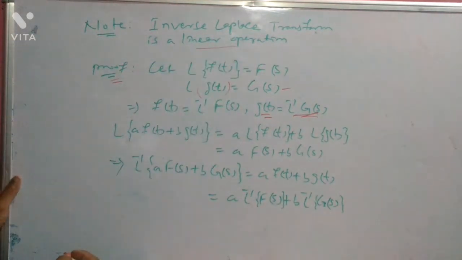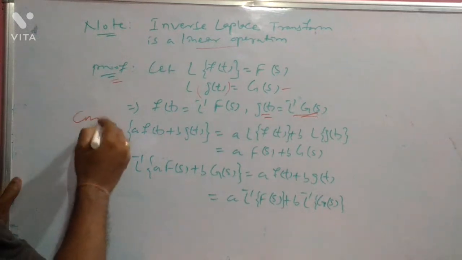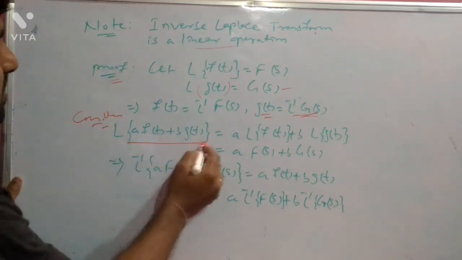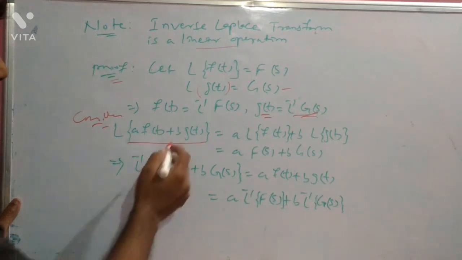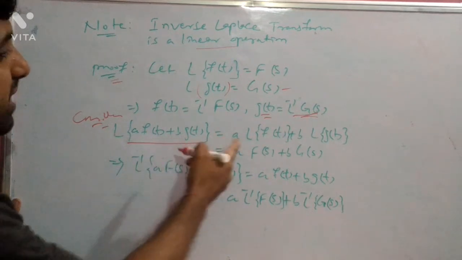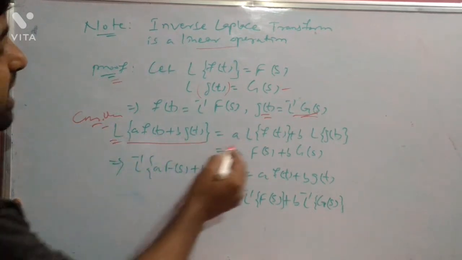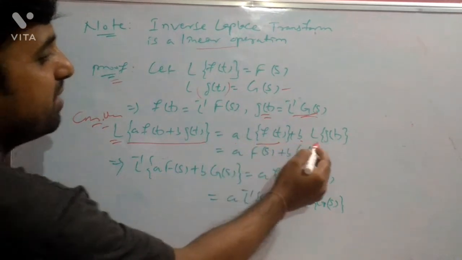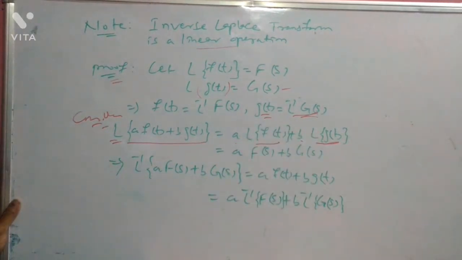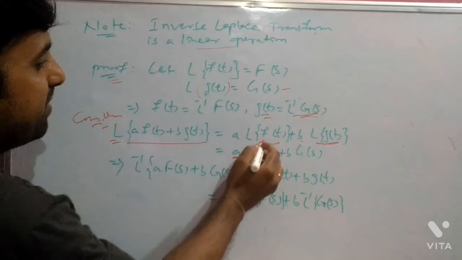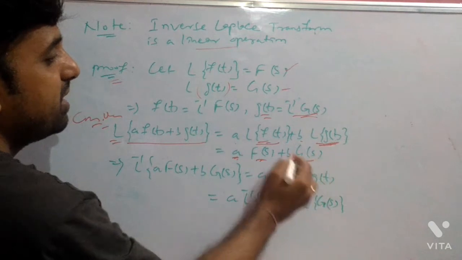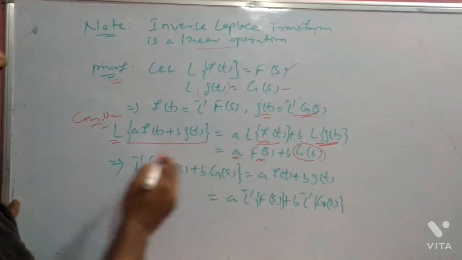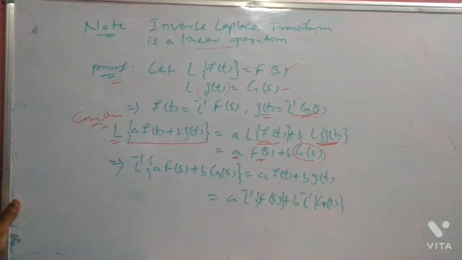Now we have to check whether it is a linear operation. So consider Laplace of a f t plus b g t, Laplace of a f of t plus b into g of t. According to the linearity principle of the Laplace transform, we can write a into Laplace of f of t plus b into Laplace of g of t, because it is a linear operation. Since Laplace of f of t equals F of s and Laplace of g of t equals G of s, we got a F of s plus b G of s.